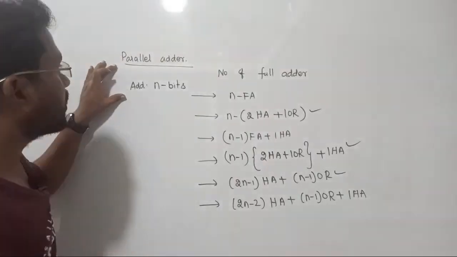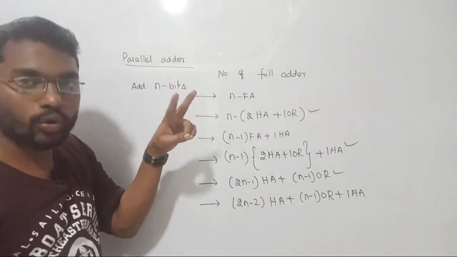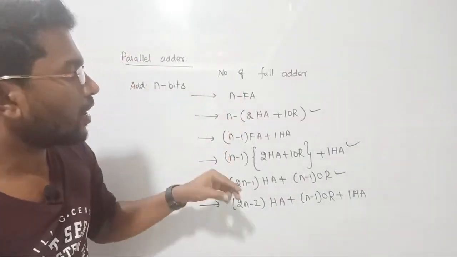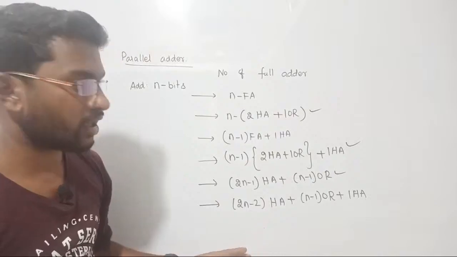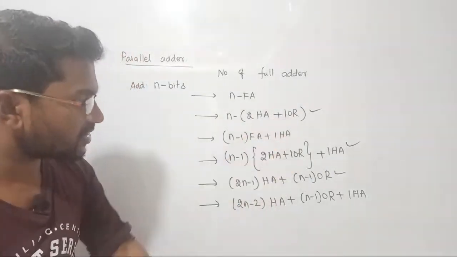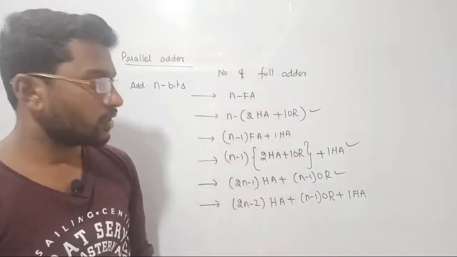Okay, so in order to add 2 n bits in parallel adder circuits, how many full adder circuits are required, or how many half adder plus OR gates are required, or how many half adder plus full adder circuits are required? If they ask this in many questions, you will have to proceed with this sequence.